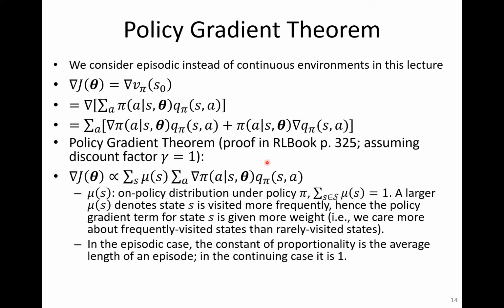So here I wrote the proportional to operator, not the equals to. In the episodic case, the constant of proportionality is the average length of the episode. In the continuous case, it's 1. So in general, it doesn't really matter much in terms of the actual updates to the parameters.